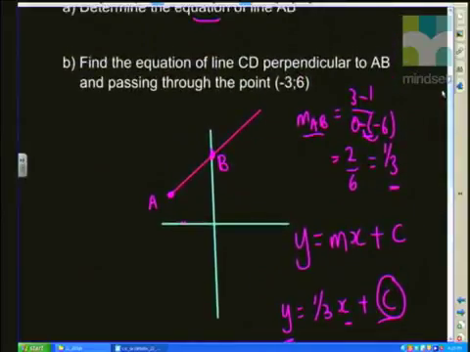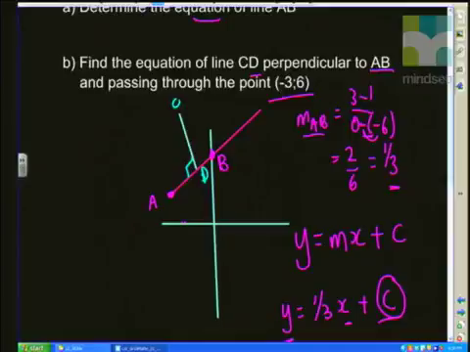And then part B says, find the equation of another line, CD, which is perpendicular to this line, but passing through a completely different point. If it's perpendicular, that means it's going to cut it at 90 degrees, so it's cutting it somewhere at 90 degrees. Even though my line doesn't look very straight. In fact, let's straighten it out a little bit. There we go, cutting it at 90 degrees, that's a bit better. And this is your line CD.